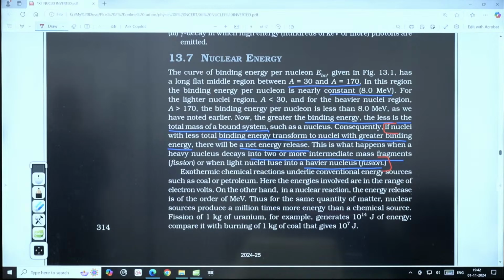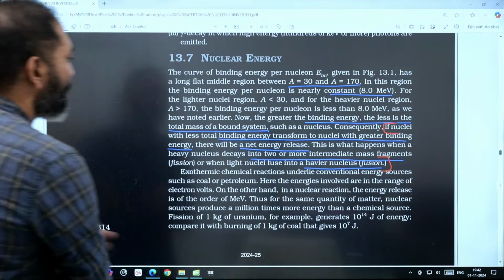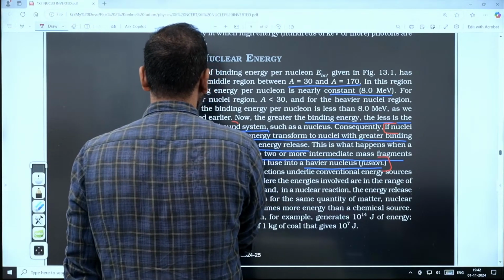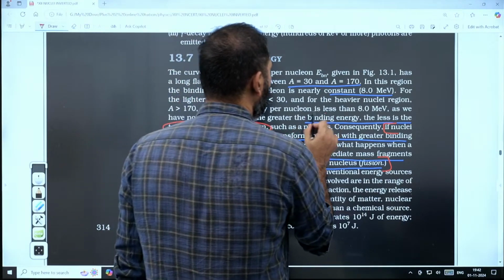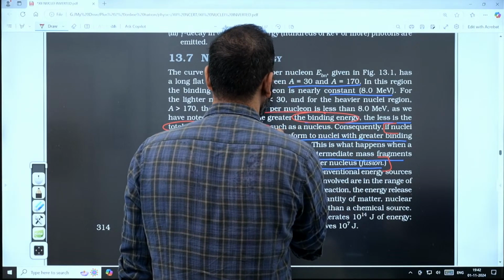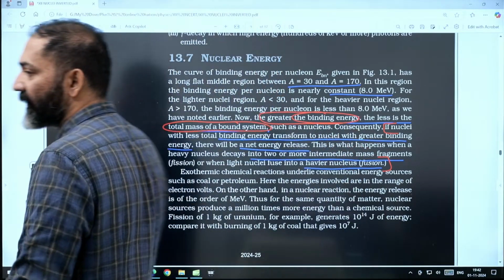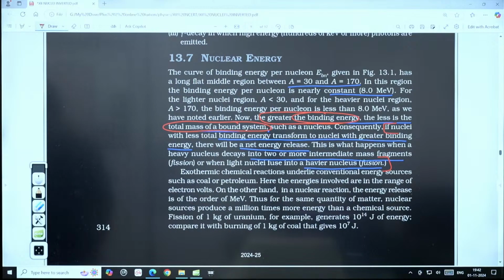In a nuclear reaction, mass changes into energy. There will be an increase in binding energy in both fission and fusion. The increase in binding energy happens at the cost of a decrease in mass. Remember, greater the binding energy, less is the total mass of the system. When binding energy increases, mass decreases.